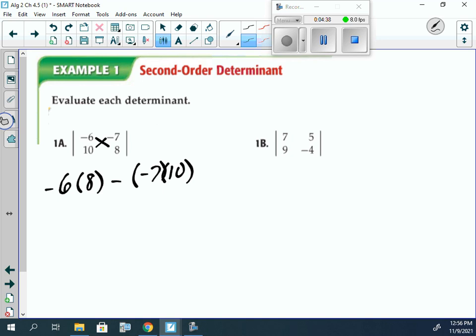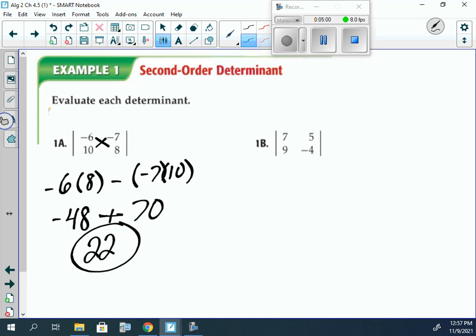Now at this point here, we could type this into the calculator and do just the multiplication out. Because we can say negative 6 times 8 is, negative 7 times 10 is, well, the negative and negative would make a positive. And that's it. That's all we have to do for this here.